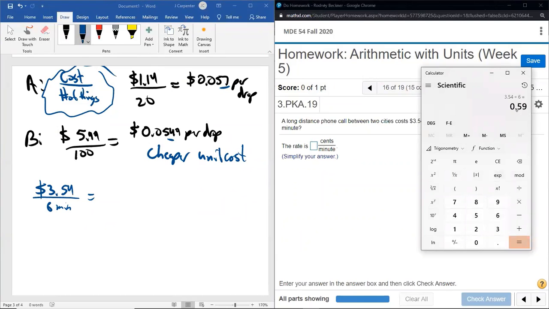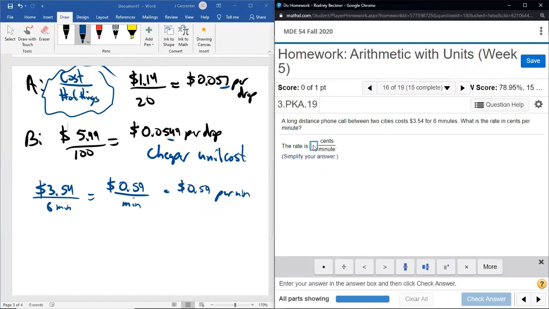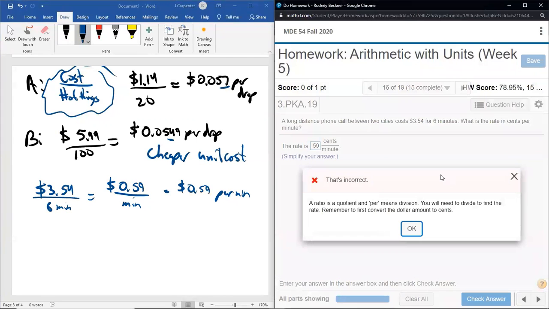And we get 59.59. So this is $0.59 per every minute. Or if you write it this way, per minute. Now I'm going to do this wrong. This is wrong. So, oh, it's $0.59 per minute. So I just type my 0.59. I'm rushing. That's not right. And this does not actually give you a clue. Well, actually, yes, it does.